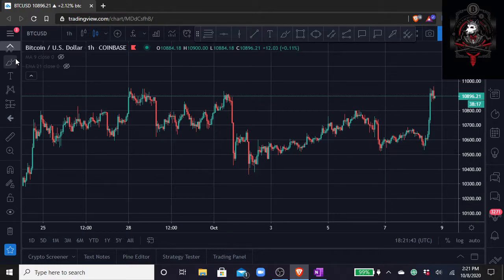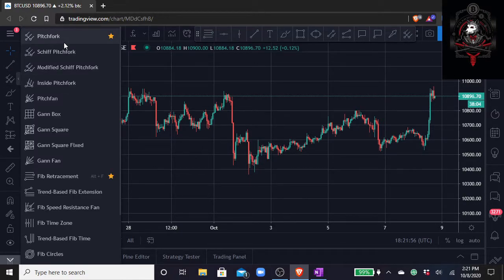So if you want to get to your pitchfork, obviously we're on Bitcoin USD. Your pitchfork will be up here on your toolbar. You can hit the little arrow to the right, and this is going to give you your regular pitchfork, your shift pitchfork, modified shift pitchfork, and inside pitchfork. Your pitch fan is something a little different. But basically, using this pitchfork tool, you are using market geometry.